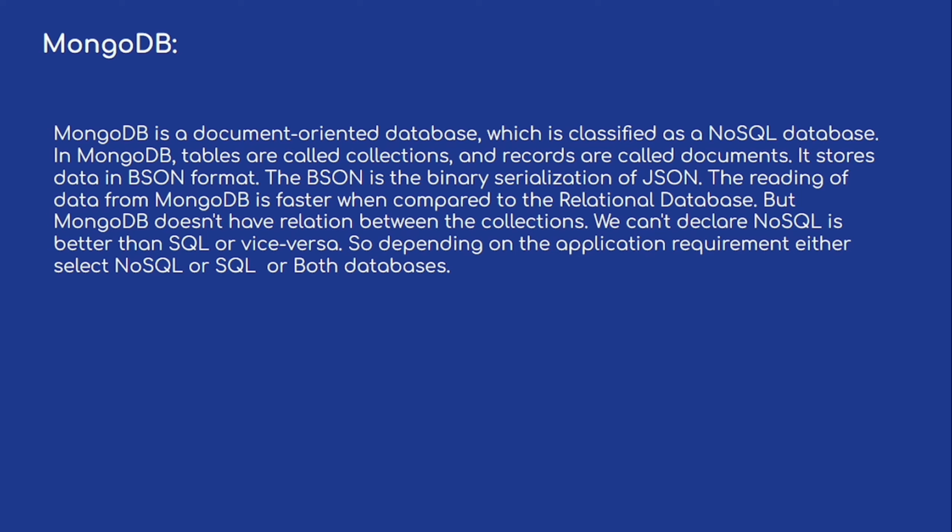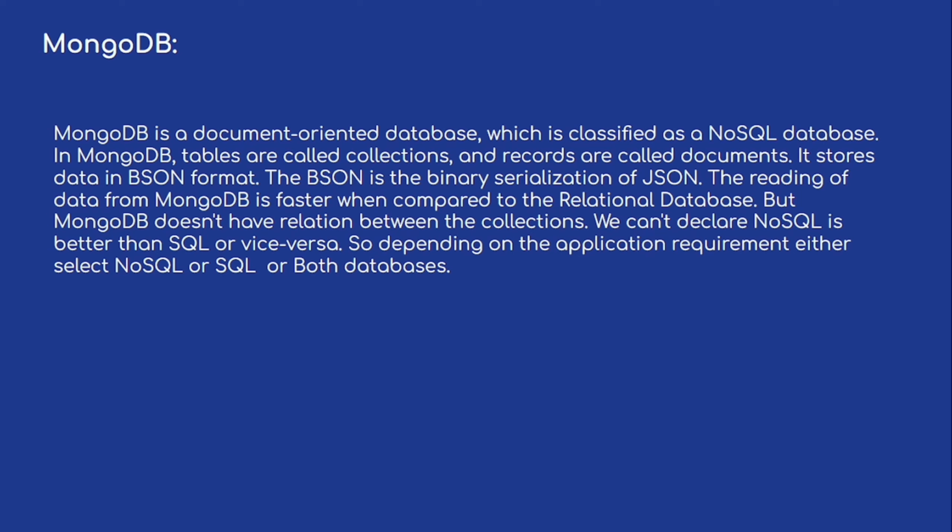Try to remember this terminology: in MongoDB, tables are called collections and records are called documents. It stores data in BSON format. BSON is a binary serialization of JSON. It looks like JSON, but it is a binary format of the JSON that it actually stores. Reading from MongoDB is faster compared to a relational database, but MongoDB doesn't have relations between collections.